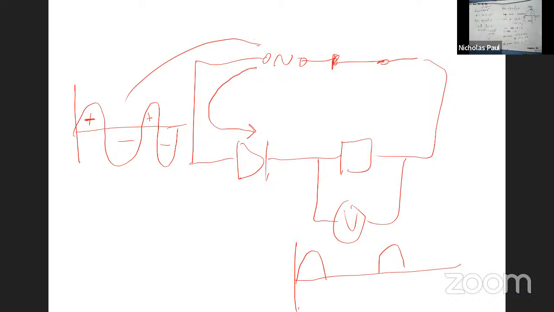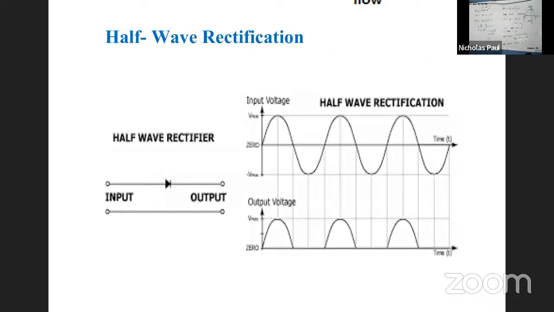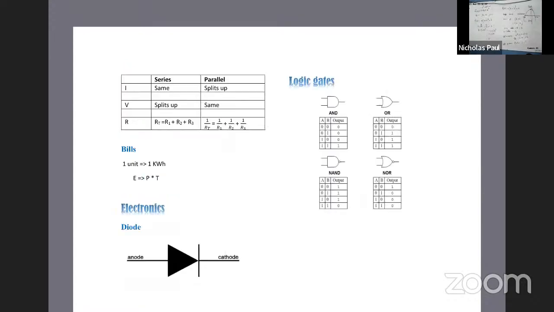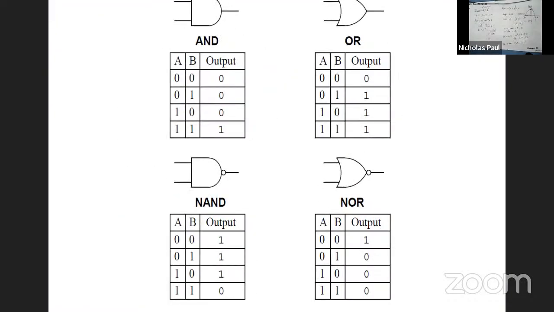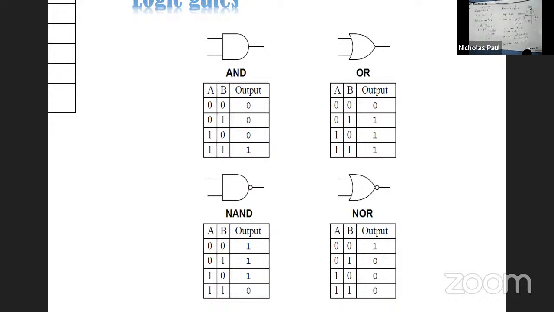Last thing, the last thing is logic gates. These are your four. One missing. Vikash, which one is that? I'm missing a logic gate there.